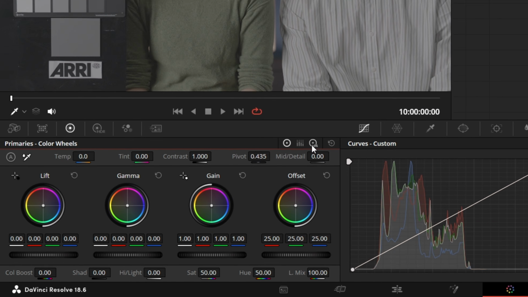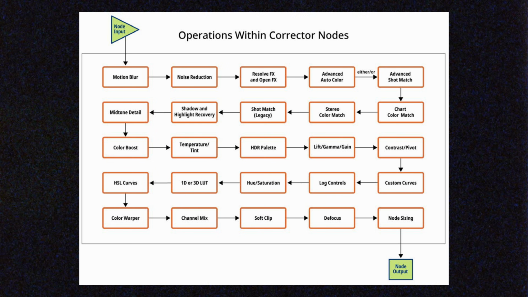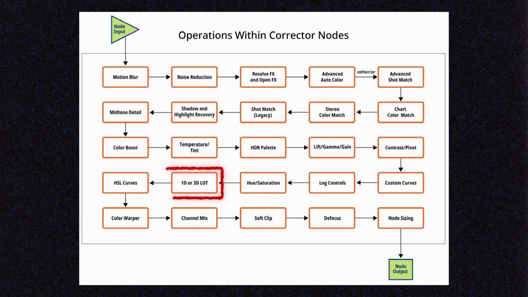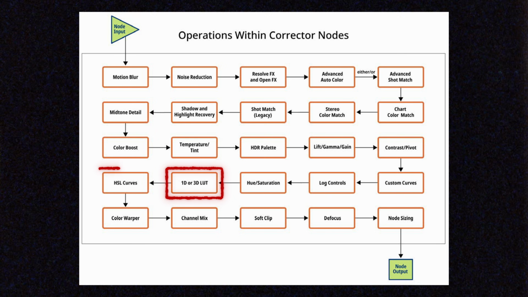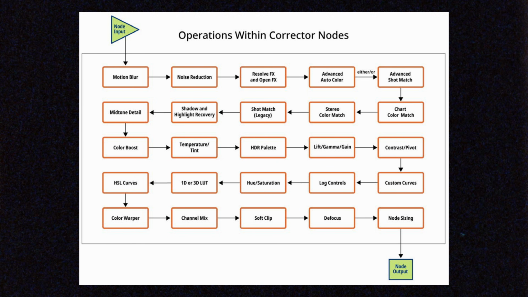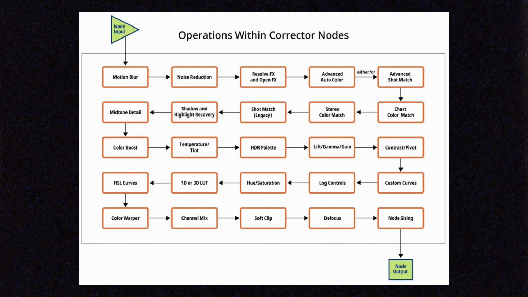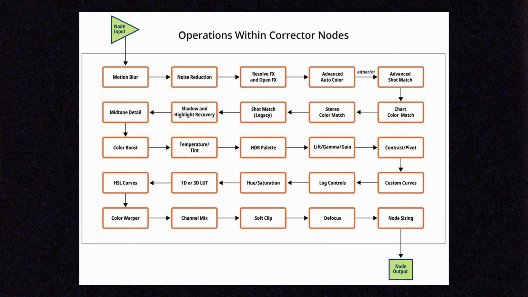So in primary or log, it's the same thing. We have the saturation and we have the hue. And then there is the 1D or 3D LUT. And after the LUT, we have the HSL curves and the color warper, which is quite important because they do respond a lot differently after a LUT or before a LUT. So it's quite important to know that difference as well.